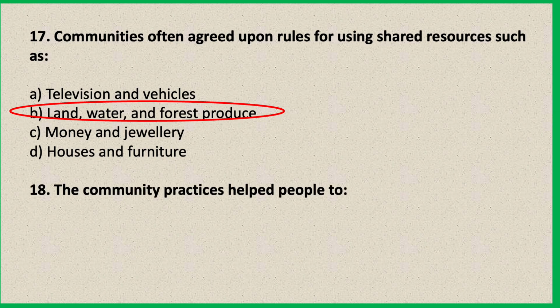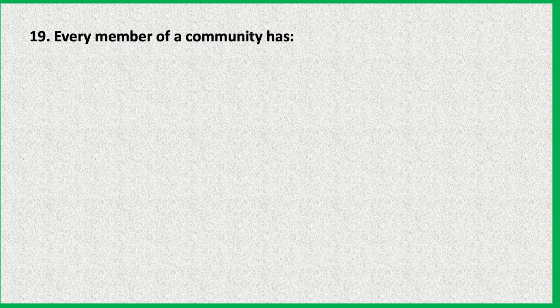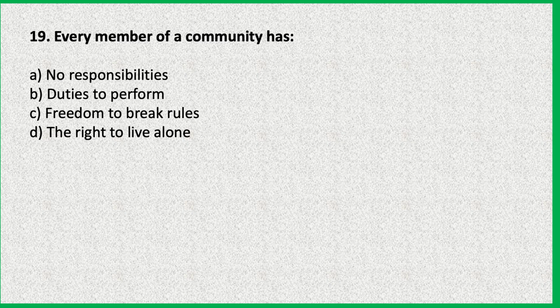The community practices helped people to, options are fight over resources, have secure access to resources, waste natural resources, move to cities. Which is the correct answer? The community practices helped people to have secure access to resources. Every member of a community has, options are no responsibilities, duties to perform, freedom to break rules, the right to live alone. Every member of a community has duties to perform.